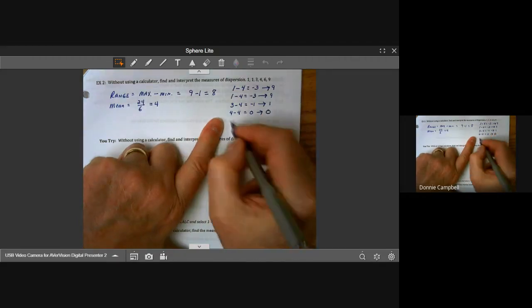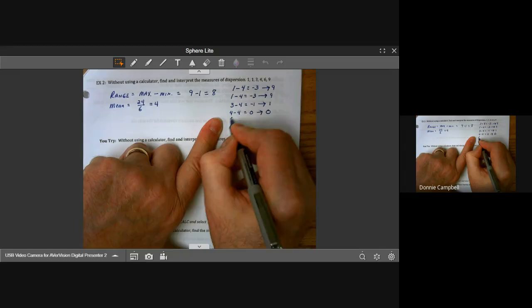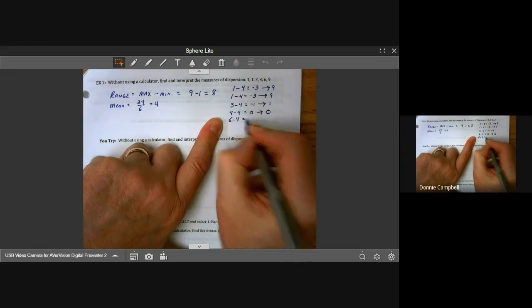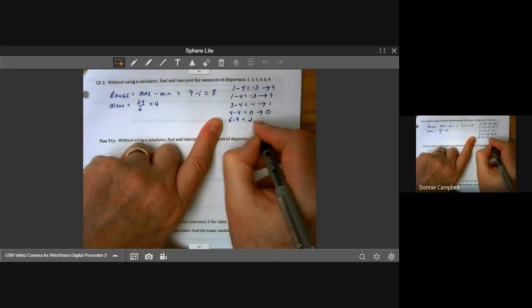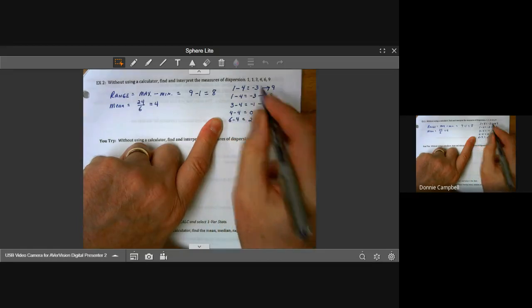Okay? Then my next number is 6. So 6 minus 4 equals 2. And then I square the 2. I've squared every one of those numbers.